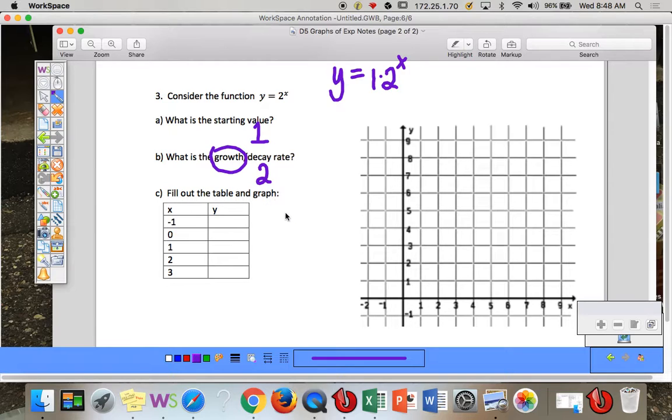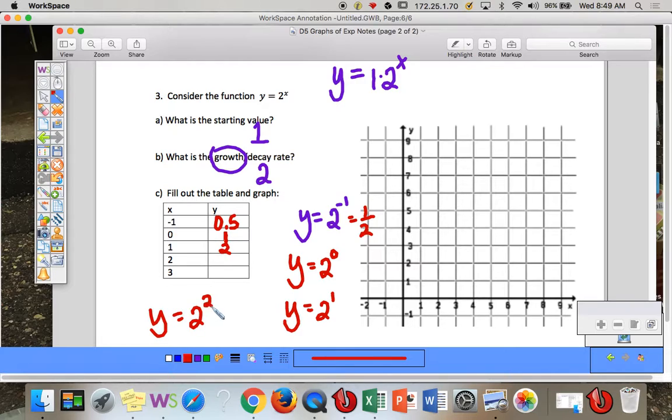Let's fill out the following graph and table, and we could just plug in. So when x is -1, here's what you're going to type in. y equals 2 to the -1 power. Remember from our exponents chapter, that means the same as 1 over 2. You flip it. So this is 0.5. Let's do the next one. y equals 2 to the 0 power. Anything to the 0 power is 1. Let's do the next one. y equals 2 to the first power. That's 2. Let's do the next one, y equals 2 squared. That's 4. And the last one is y equals 2 to the third, which means 2 times 2 times 2, which is 8.